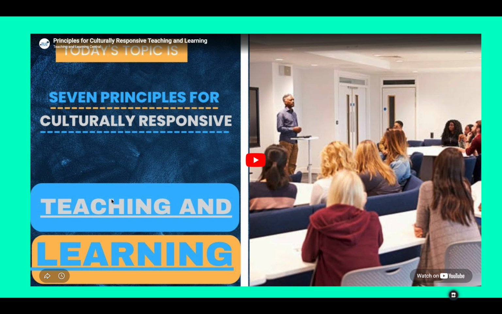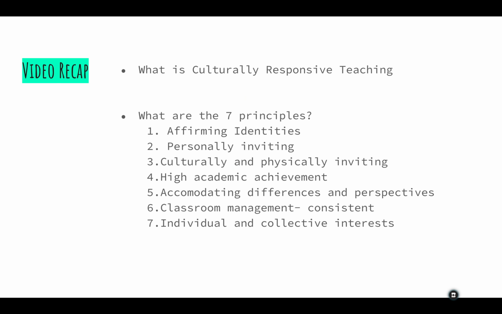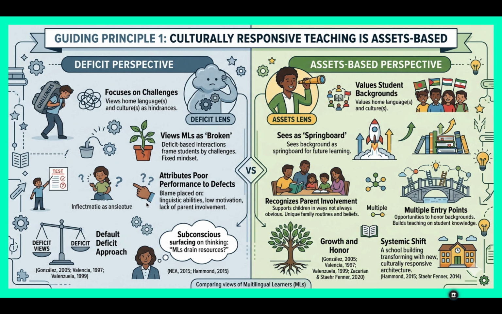There's this other video, the 7 Principles for Culturally Responsive Teaching. When you are watching this video, take notes on what culturally responsive teaching is, and then here are the 7 principles: affirming identities, personally inviting, culturally and physically inviting, high academic achievement, accommodating differences of perspectives, classroom management, consistent, and individual and collective interests. Take notes on what these 7 things are and what they mean.